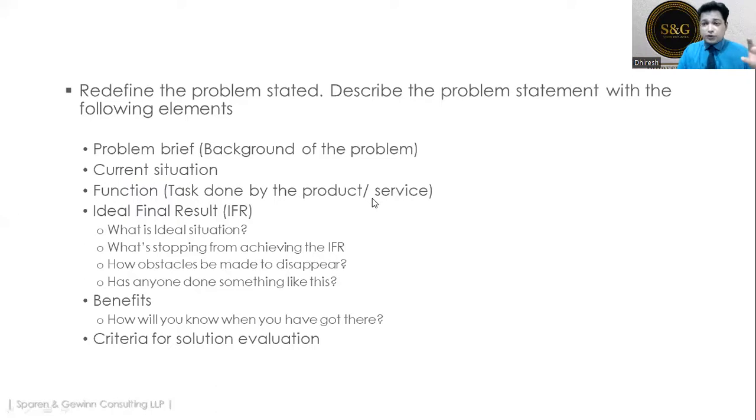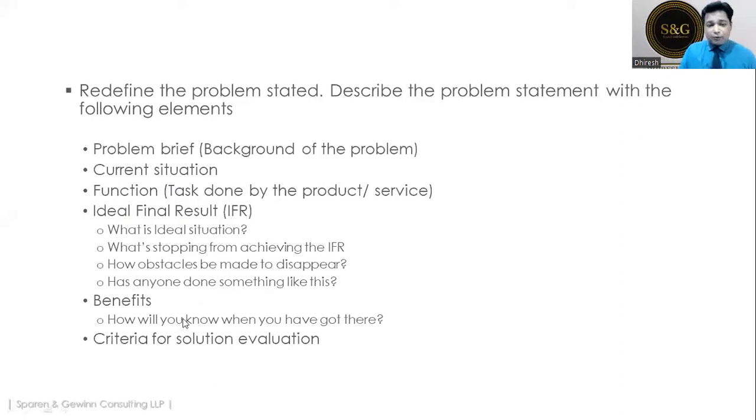the task done by the product and service. What is that product or service doing? What should it actually do? It is not functioning according to the requirement. Then IFR, ideal final result. What IFR are you expecting? What is the ideal situation? What's stopping us from achieving the IFR? How can the obstacles be made to disappear? Has anyone done similar things in another industry or in the past, or patented it? So everything comes into IFR.